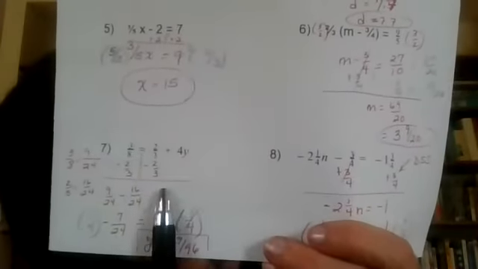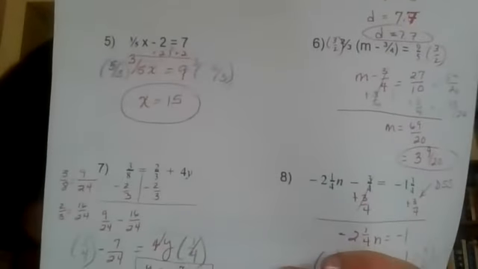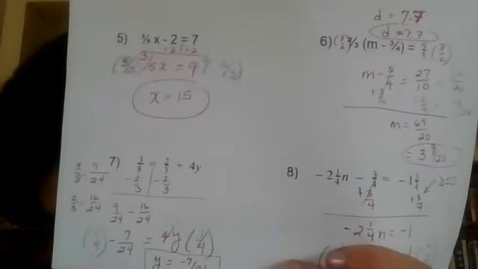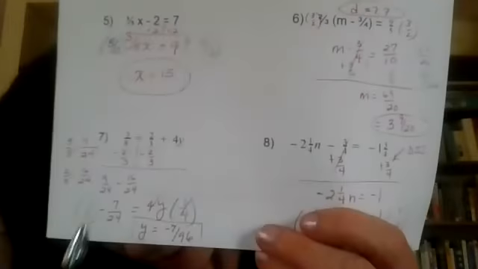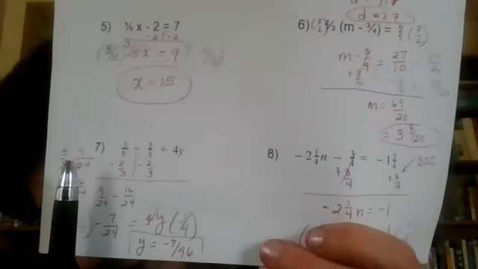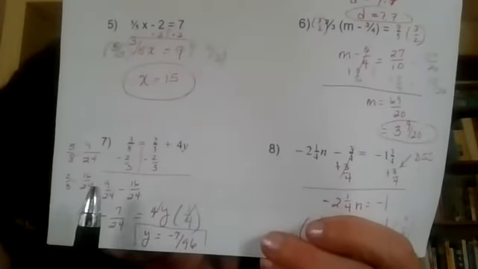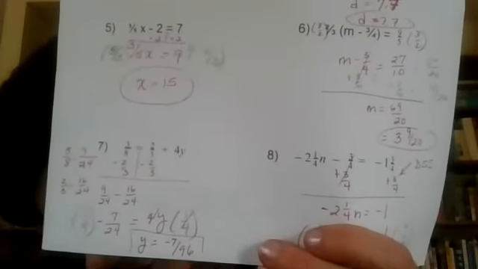2/3 minus 2/3 cancels out. We have nothing there. And then we have to take 2/3 away from 3/8. Our common denominator is going to be 24. So I have it over here. 3/8 converts to 9/24. 2/3 converts to 16/24.